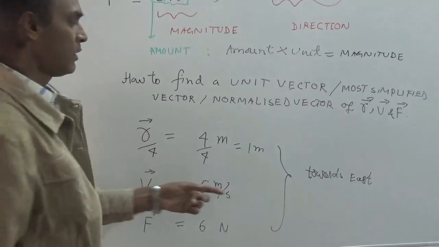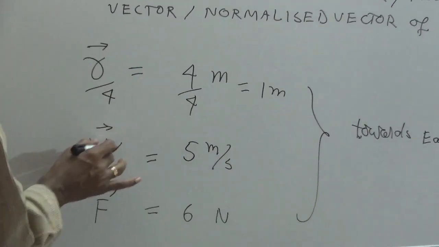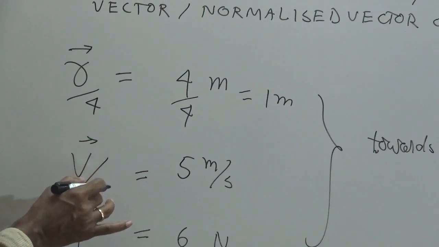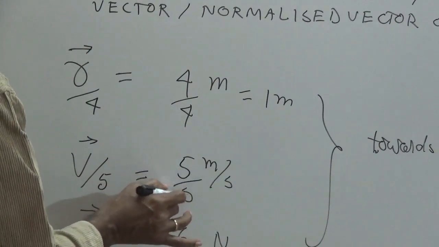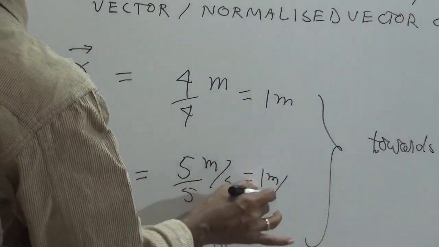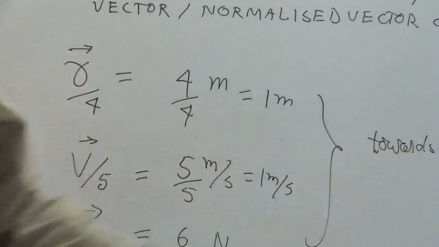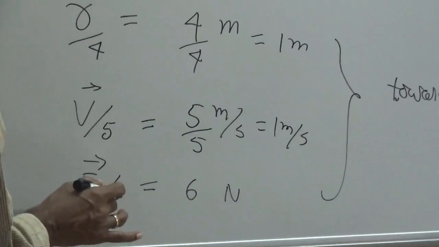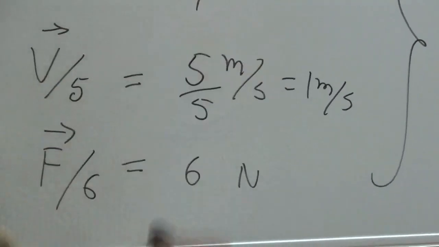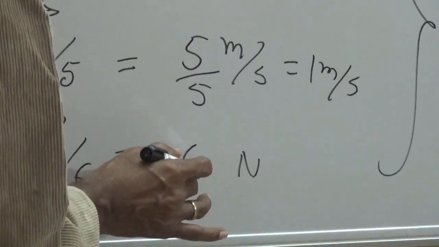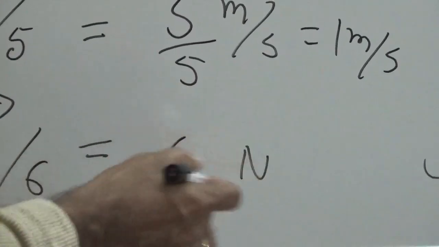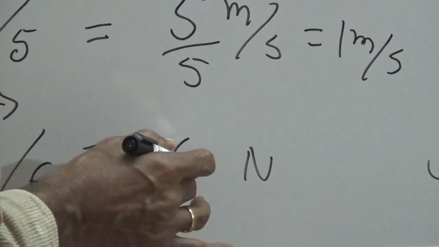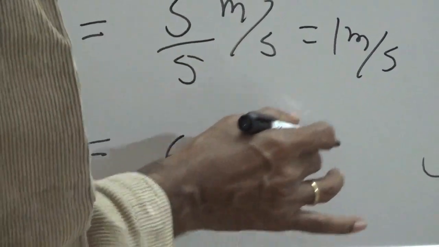1 meter towards east. When you divide the velocity vector by its amount, that is 5, we are getting 1 meter per second towards east. And when you divide the force vector by its amount, the amount is 6, not 6 Newton. 6 Newton is the magnitude. Divided by 6, we are getting 1 Newton.